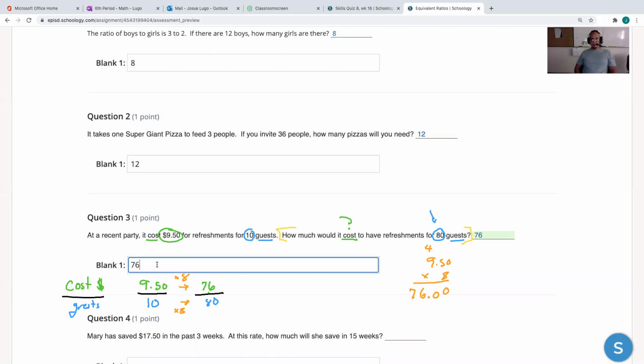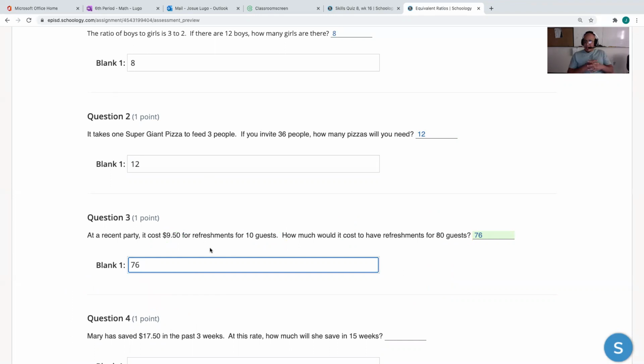$76. Awesome. We wrote down the word fraction, costs per guest. We lined up the ratio with the variable. So 950 was the cost, 10 was the guests. And I wrote down an equivalent fraction based on the information that was given. 80 guests went on the bottom, and I used common factors to figure out that I needed $76. That's it. As you can see, ladies and gentlemen, it's pretty simple now. And if you remember these steps, even as it gets more complicated, it is going to still remain pretty easy.